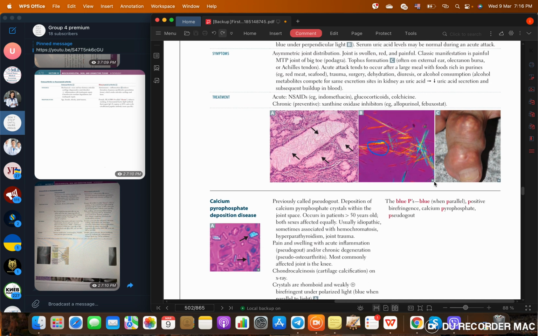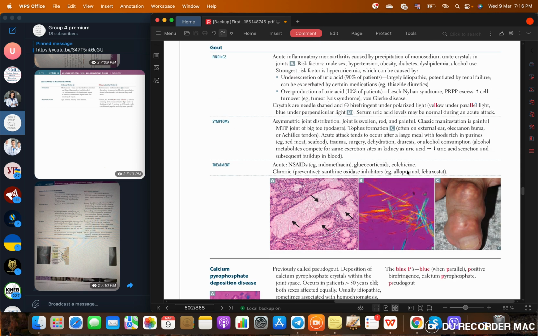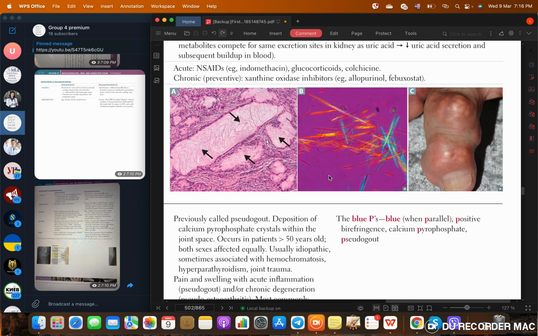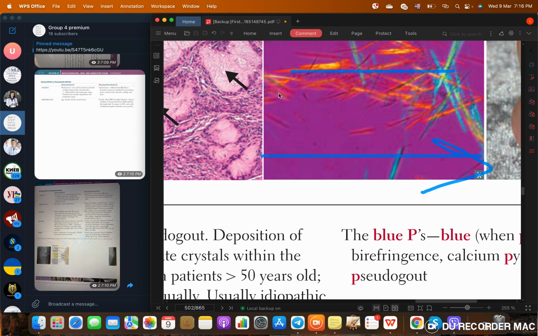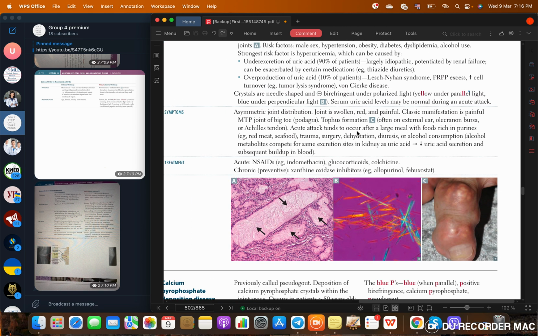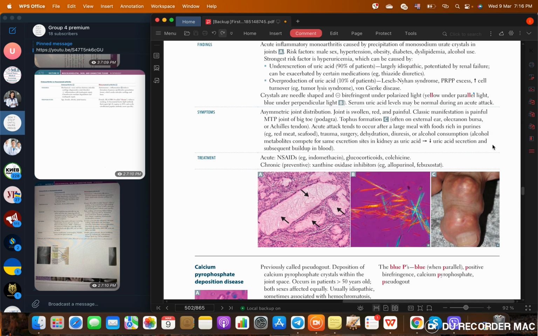This is gout. If you can only see the blue and you cannot see the yellow, this is pseudogout. So if you can see only blue, pseudogout. If you can see blue and yellow, this is gout. So they write yellow when parallel to the axis, blue when perpendicular. So if the axis was like this, you can see all of the yellow crystals are parallel, right? Parallel to the axis. While if you go perpendicular to it, it's going to become blue. So what did they say next? Serum uric acid level may be normal during an acute attack.